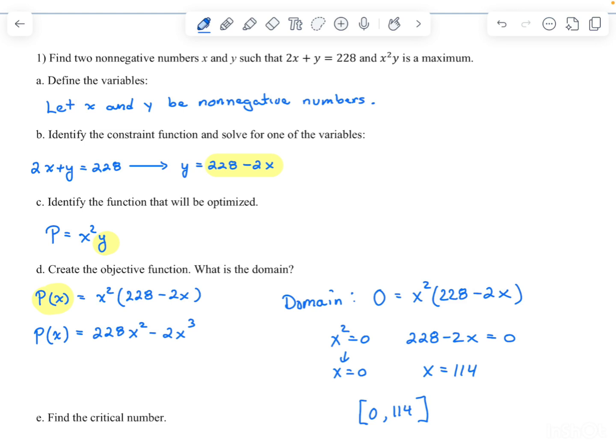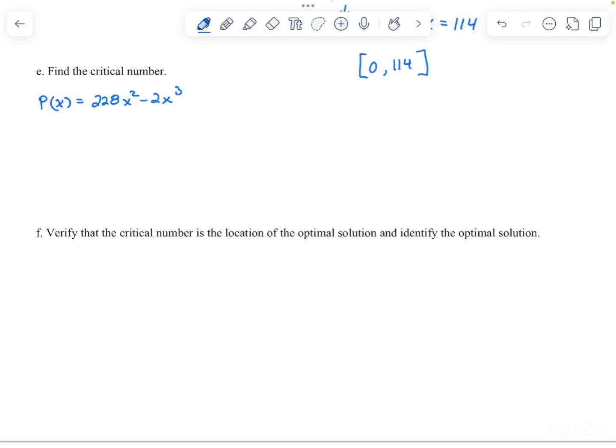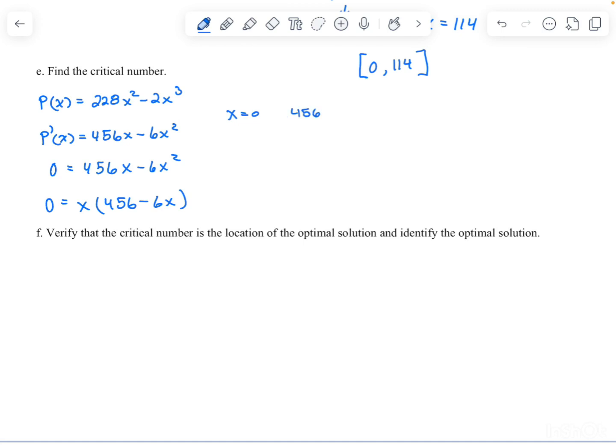Now to find the critical numbers of the objective function. To find the critical numbers, I'm going to take the derivative of p of x and set it equal to 0. That will look like this. Next, I'm going to factor an x out of each of the terms, and that will look like this. And now I'm going to set each factor equal to 0. We have x is equal to 0, or we have 456 minus 6x is equal to 0.